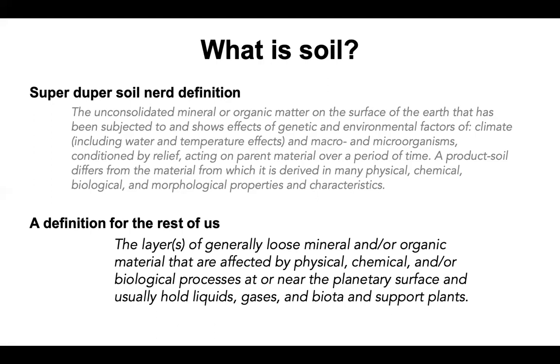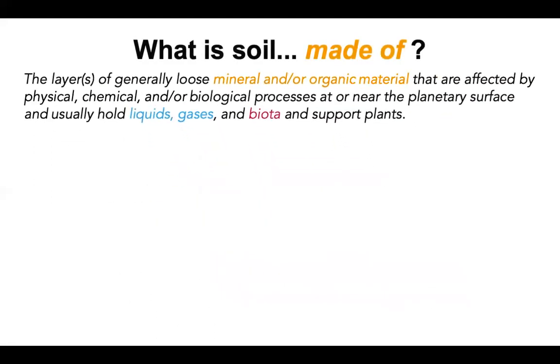So I want to use that definition to help us get down some of the basics here. So first off, what is soil made of? I want to bring out a couple points in this definition. So soil is made of mineral and or organic material, and it has things like liquids, gases, and biota in it. So biota meaning living things, plants, animals, etc.